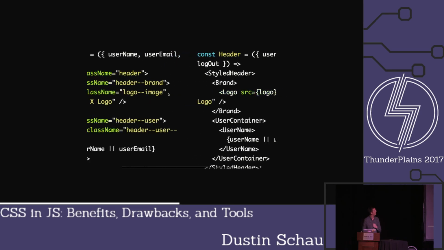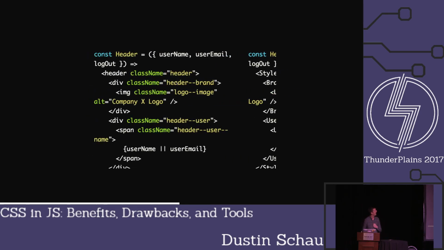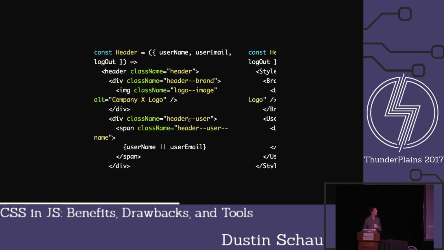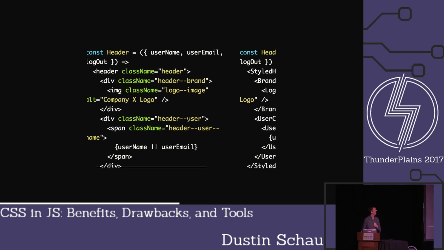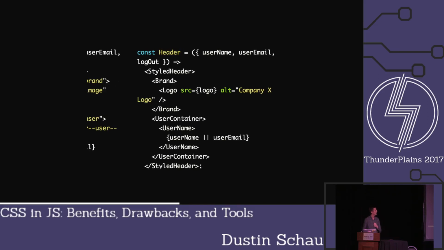So again, you can compare. When I look at this, I see className header--brand. I can intuitively figure out, after some thinking, oh okay, that's a brand. Same down here, header--user. Oh okay, that's a user header. Contrast with user container, username, etc.